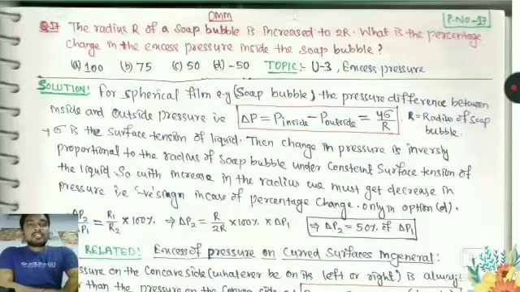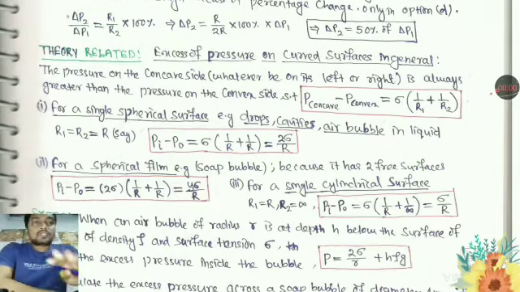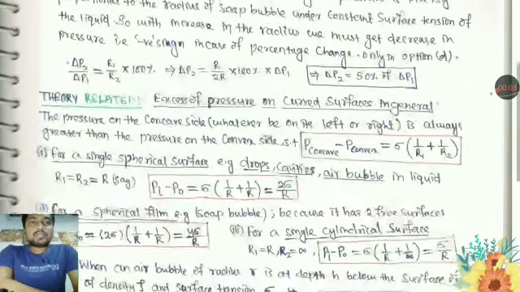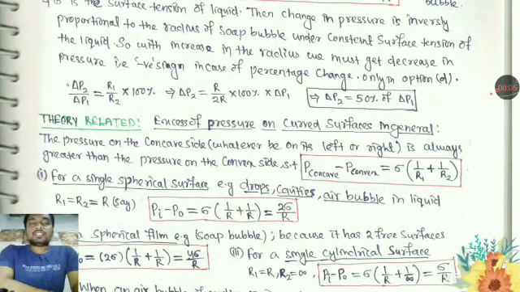Okay, so sigma is the surface tension of the liquid, then change in pressure is inversely proportional to the radius of the bubble under constant surface tension of the liquid. So with increase in the radius, we must get decrease in pressure, that is a negative sign in case of percentage change. Okay, so only in option D there is a negative sign. We get 50% decrease in the pressure.